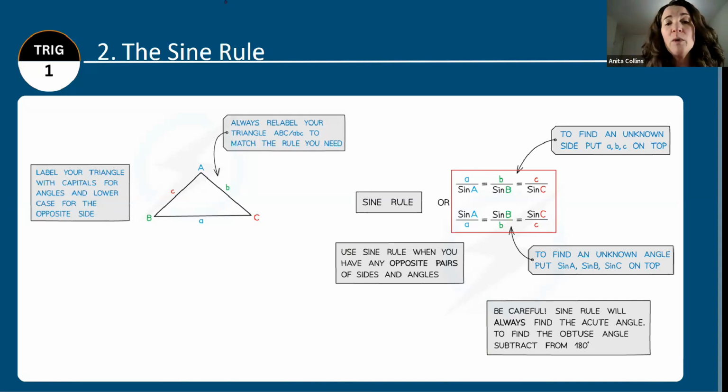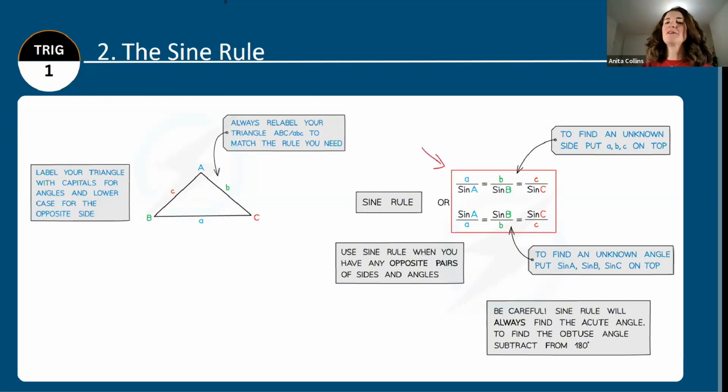And so in the last video, we mentioned labeling up your triangle with uppercase A for a vertex or an angle, opposite lowercase a for a length, and so on. The suggestion I'm making here is to relabel your triangle to match the rule rather than relabeling the rule to match the triangle. It is your choice, but I think scribbling out the labels on the triangle is possibly a bit easier, and so you're sticking with the same rule. This formula will most likely be given to you in the formula booklet that you're using for exams. So this is our formula here for the sine rule.